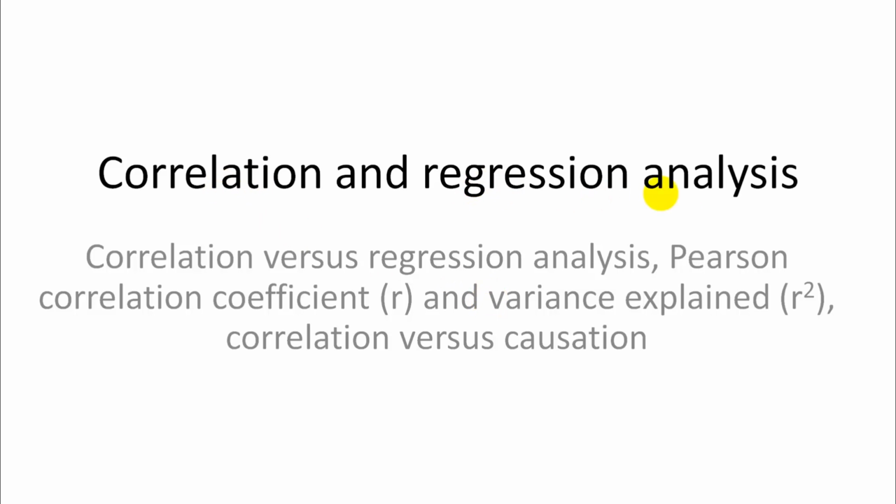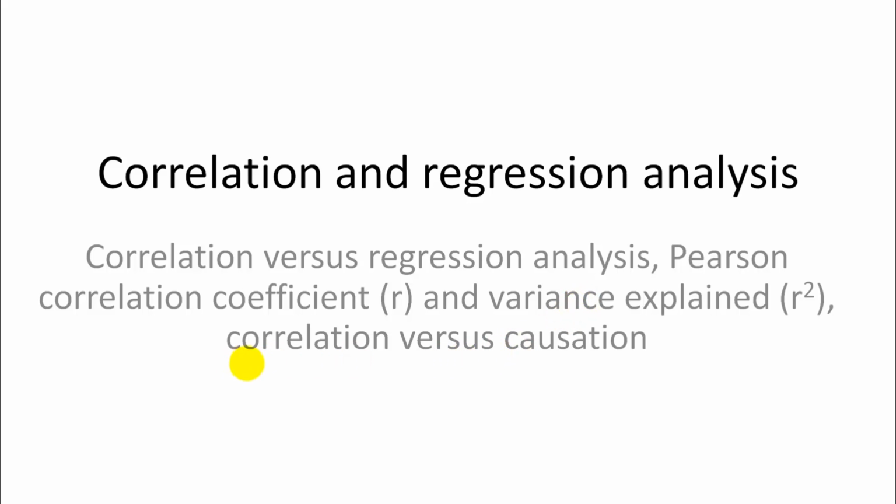So we move on to correlation and regression analysis from analysis of variance. It's a different but related topic. So we'll cover what the difference is between the two, correlation versus regression. We develop what the Pearson correlation coefficient is. This is R. And if you square that value, you get the variance explained. So I'll show you how these two are related.